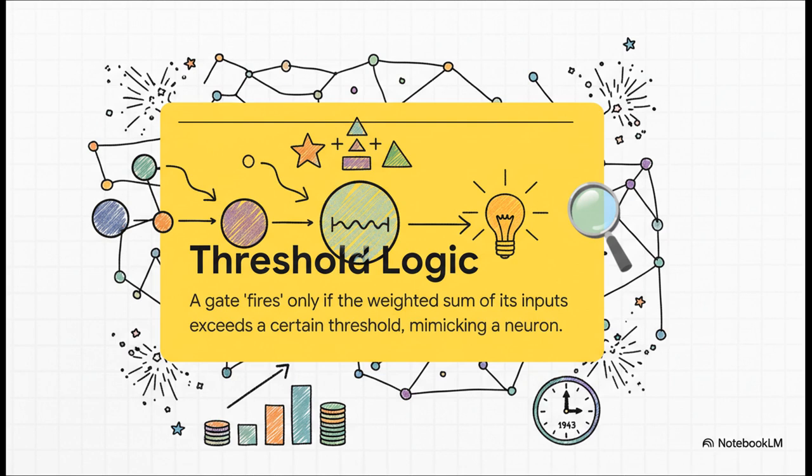Okay, so now let's pair this wild new piece of hardware with a different kind of logic, one that's actually been around as an idea since 1943. It's called threshold logic. Instead of a rigid AND or OR rule, a threshold gate looks at all of its inputs, assigns each one a different weight or level of importance, and then adds them all up. It only fires and outputs a 1 if that total sum crosses a certain line, a certain threshold.